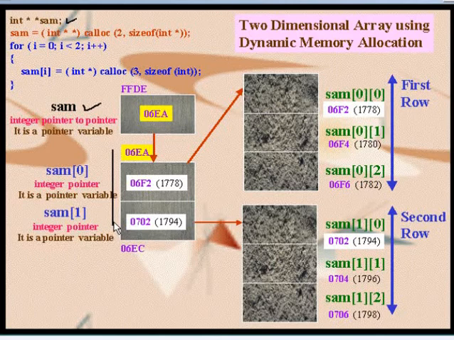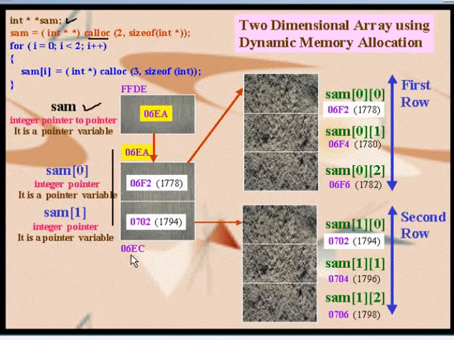So observe this one, they are stored in a continuous memory location because address of Sam0 is 06EA and address of Sam1 is 06EC. So this number plus 2 is equal to this number. Clear? So this is one memory area. I mean, this is a part of heap memory area.